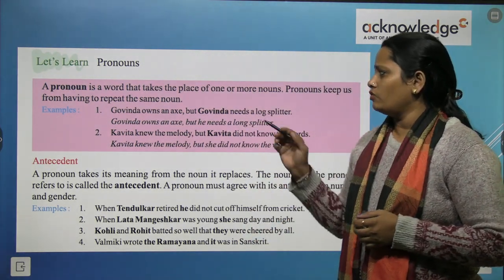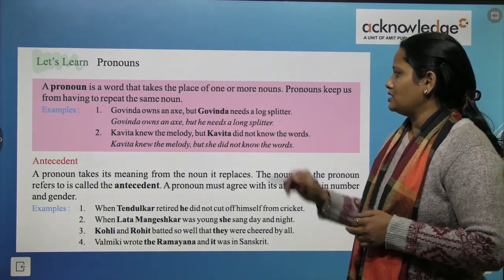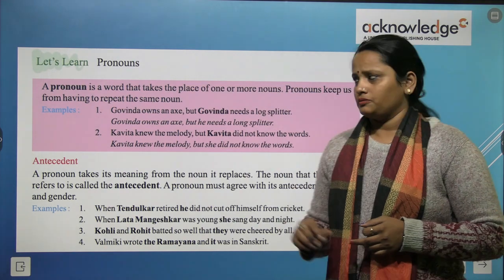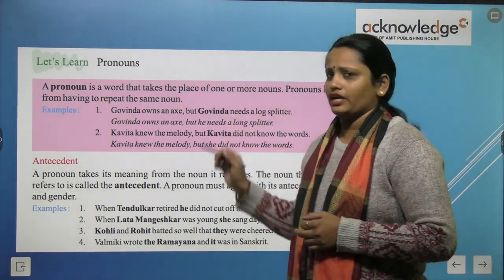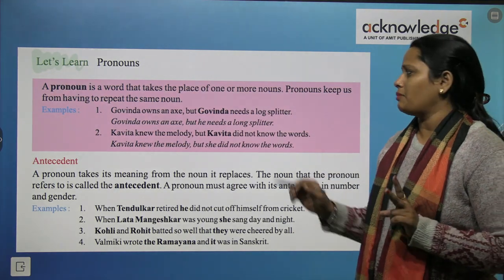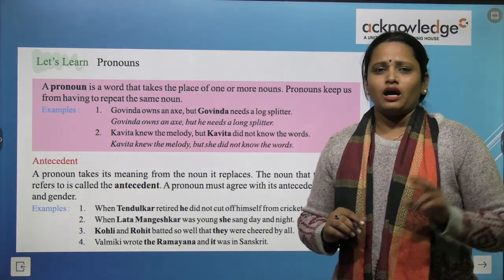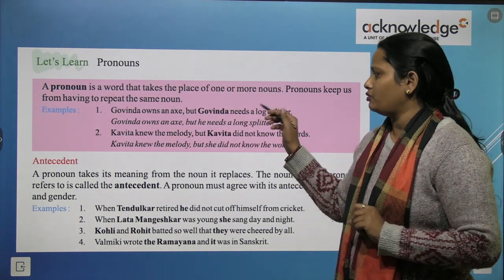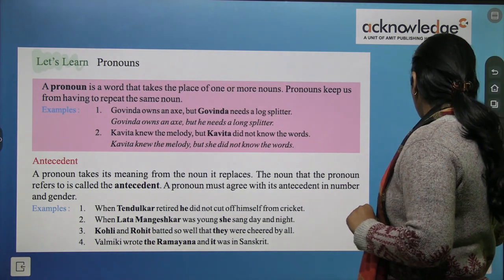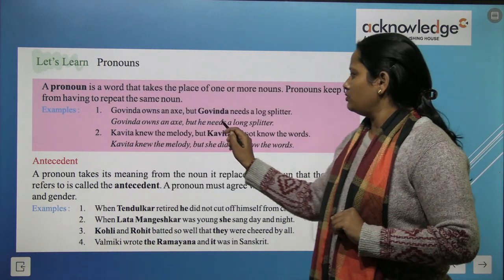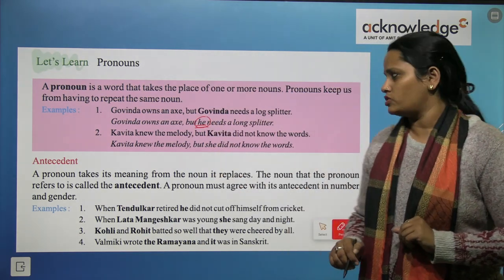For example, Govind owns an axe, but Govind needs a long splitter. So here in this sentence we have repeated Govind again and again. So 2 times हमने यहाँ पे गोविंद को repeat किया है. So for the first time हमें गोविंद ही use करना है, but for the next time हमें गोविंद की जगह पे यहाँ पे he use करना है. So here we have used गोविंद की जगह पे हमने he use किया है.